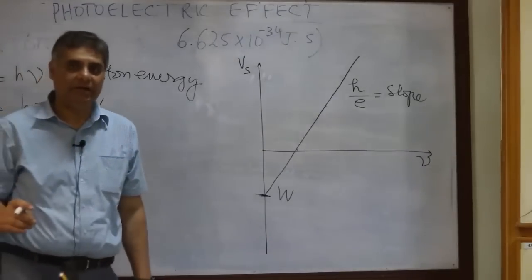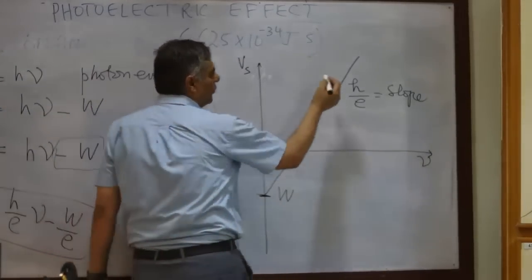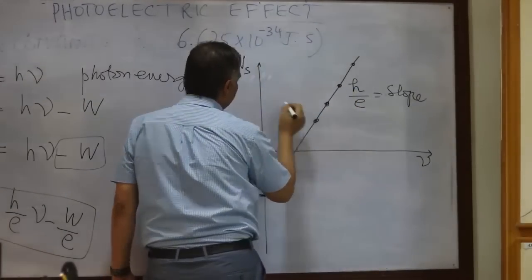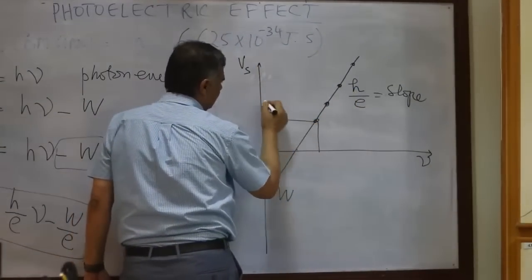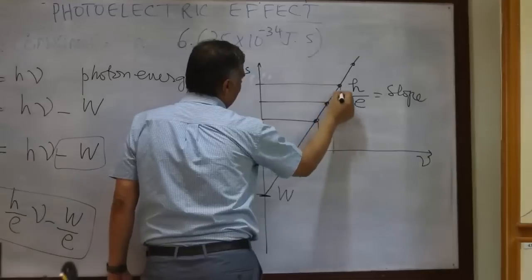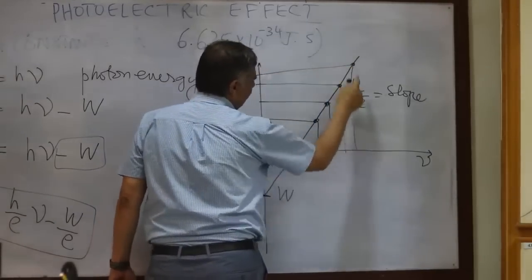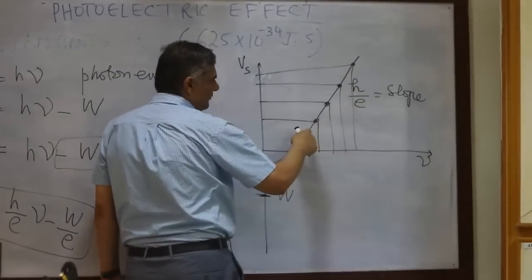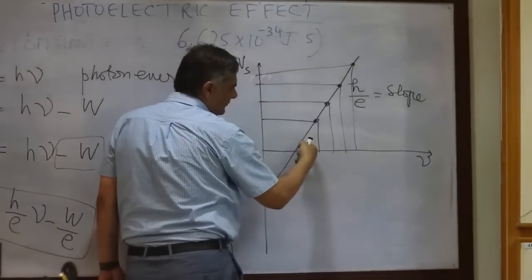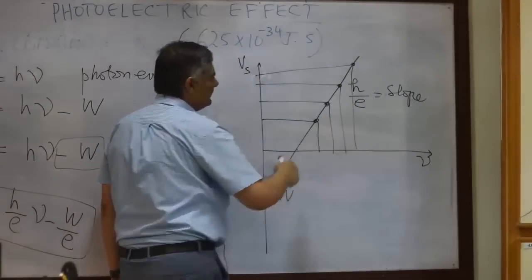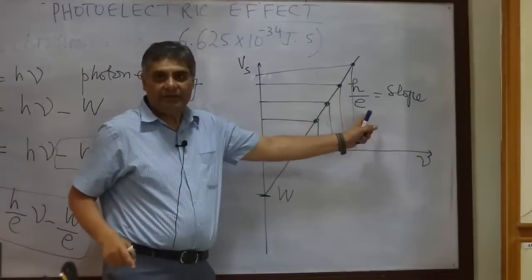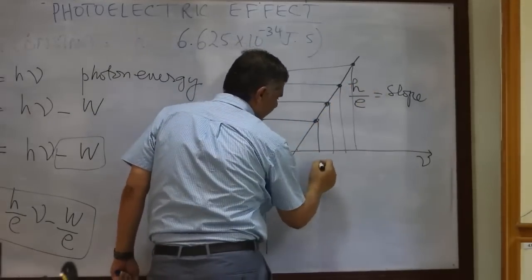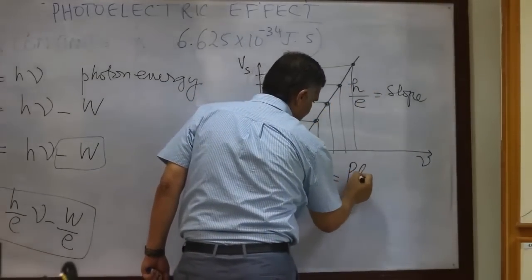हम experiment करेंगे. We will take 3 or 4 wavelengths. We'll find out their corresponding potential. All these points have to lie on a straight line. तो straight line में fall करेंगे, उसकी slope निकालेंगे, and slope is equal to h over e. तो यहाँ से आप Planck's constant निकालेंगे.